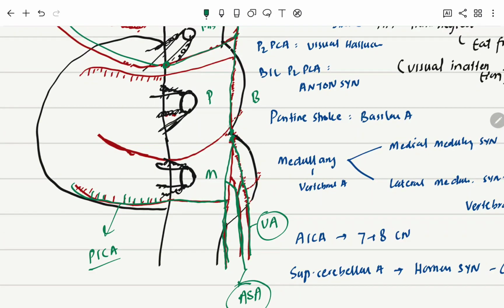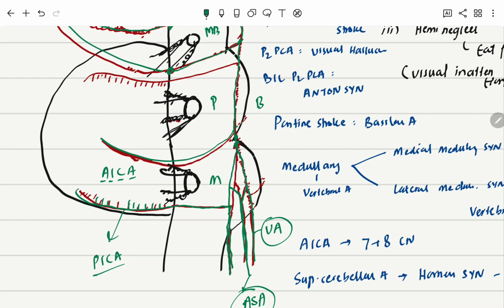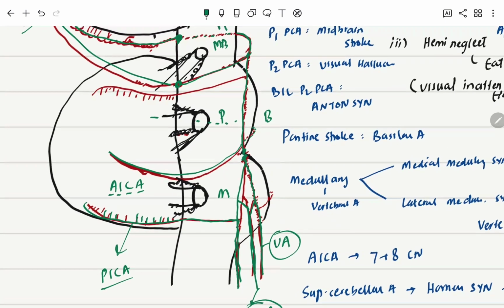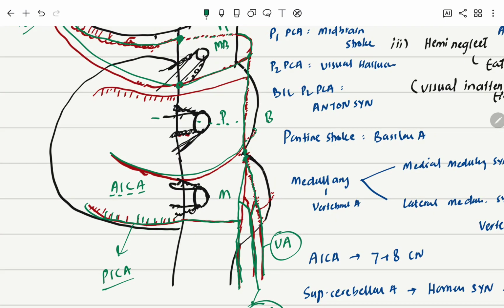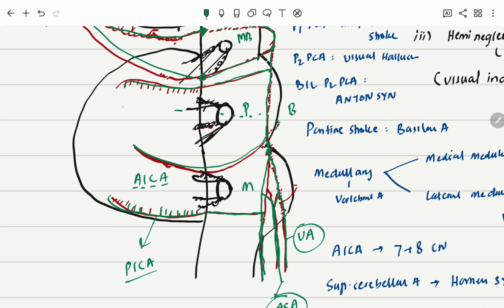From the basilar artery we have another branch that is going to supply the anterior aspect of the cerebellum and the inferior aspect. This is called the AICA, the anterior inferior cerebellar artery. Then we have the last branch, called the superior cerebellar artery, that is going to supply the superior part of the cerebellum.